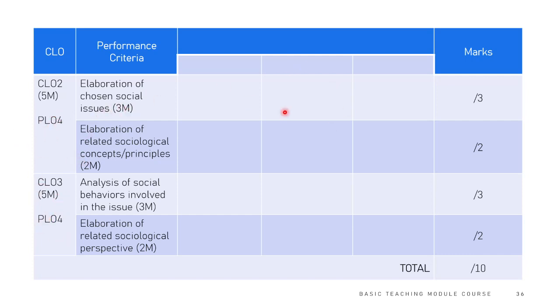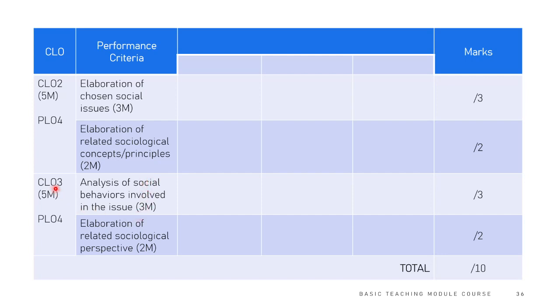So in the assignment, these are the criteria. I break them up according to the relevant CLO. So 3 marks is given for their elaboration of the social issue, and then the elaboration of the sociological concept is 2 marks. Then I put the total there. So this is what the criteria means here. This is to develop criteria, so it depends on how many criteria you want to have. It should be relevant to the assessment task that you are going to assign to them.